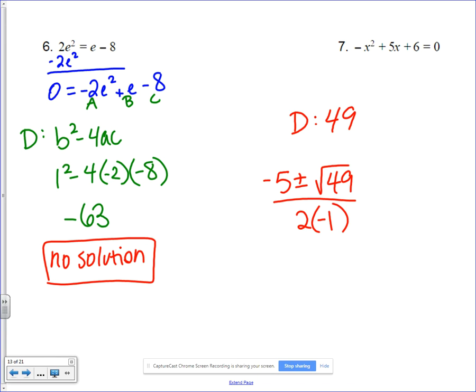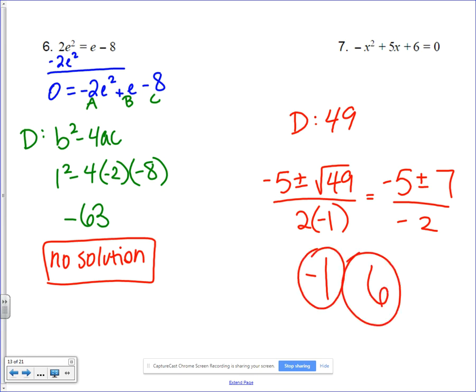What is the square root of 49? Remember, folks, once you do that, it's just a 7. There's no more square root that's left on top of it. And then we have that. What is negative 5 plus 7? Negative 5 plus 7 is 2 divided by negative 2 is negative 1. How about negative 5 minus 7? Divided by negative 2? So those are your 2 answers.